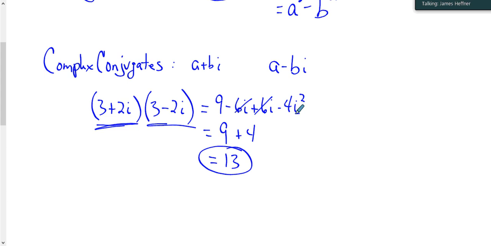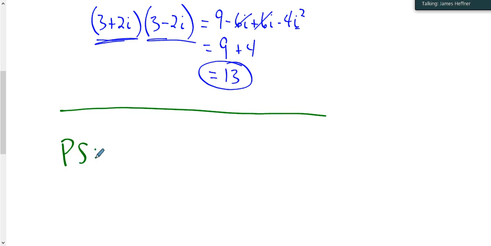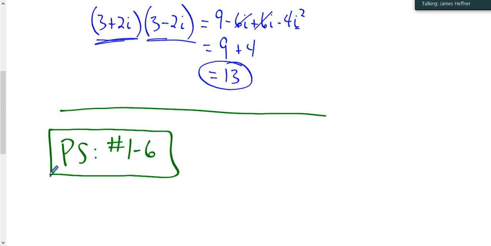Let me give you the problem set that you're going to work on then. Look how thick that is. You're only going to do numbers 1 through 6. Okay, problem set numbers 1 through 6.